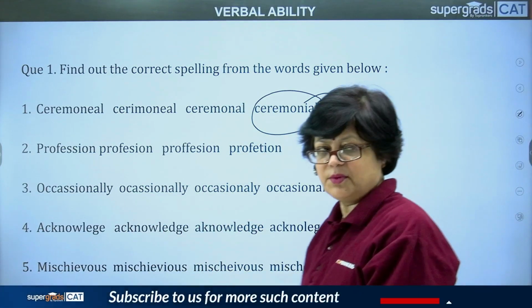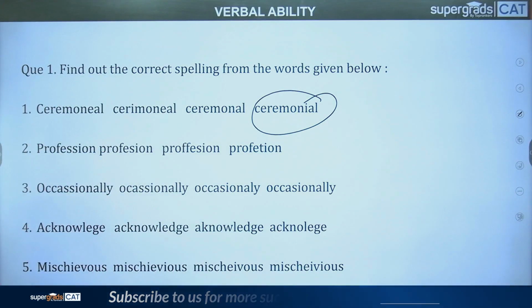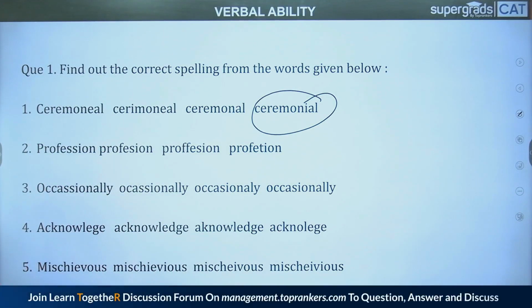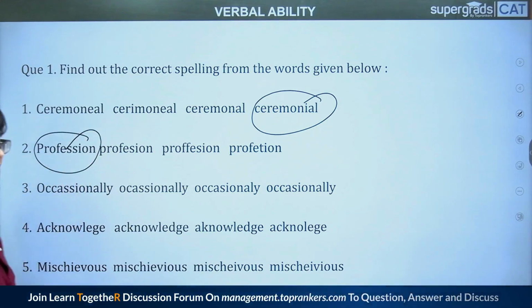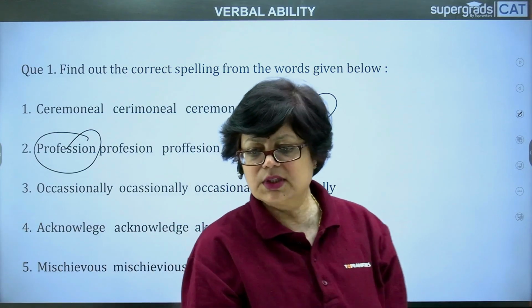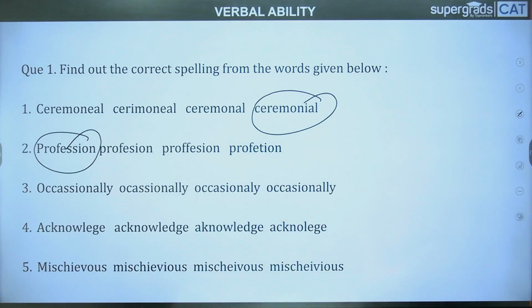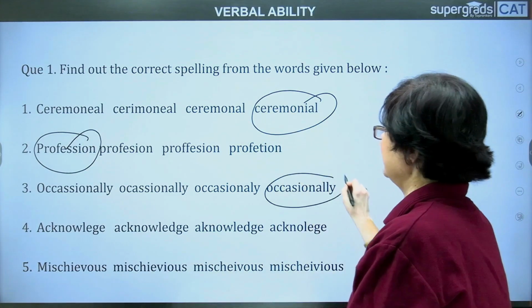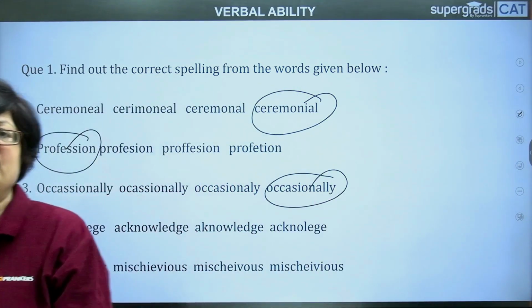Next is the word profession. Look at the different spellings of the word profession. Students get confused. The correct spelling is this one, profession with single F and double S. The third word in the series is occasionally. This is the correct spelling with double C, single S, and double L.